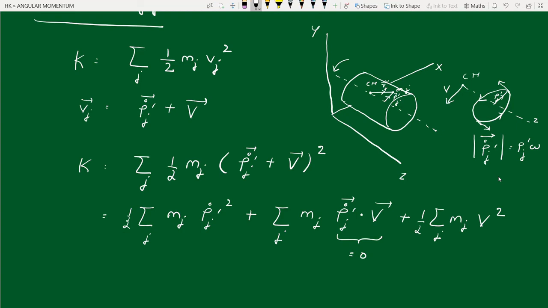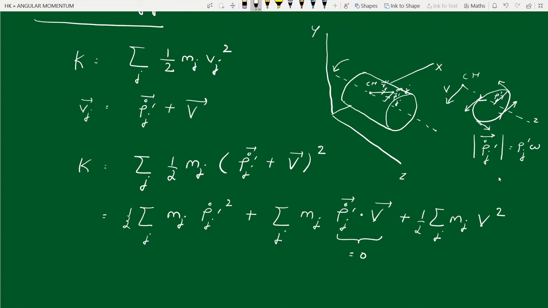But if you consider other points, for example this point that I have shown here, it is along the minus x direction, so these are in the same direction. Rho j prime dot v has some positive value. But at the diametrically opposite point here, it is along the plus x direction, while v is always in the minus x direction, so the dot product will be negative. So the dot product here and the dot product here will cancel when you sum it.